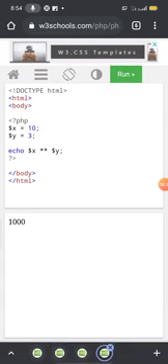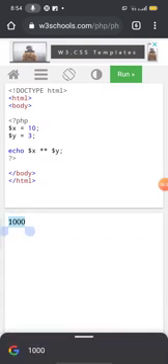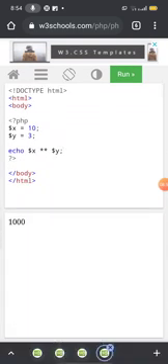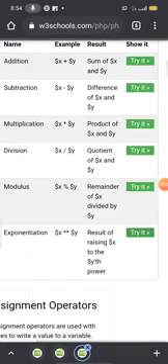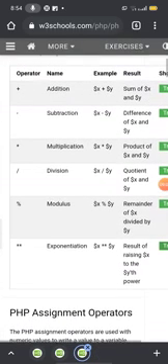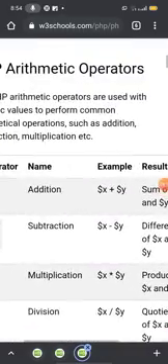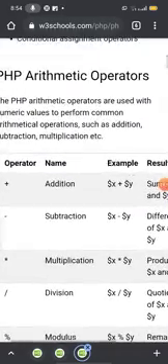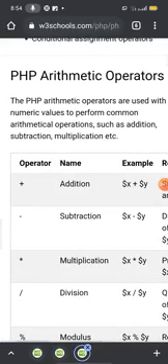Can you see over here? The answer is given over here, 1000. This is the exponentiation, an example of exponentiation. This was our arithmetic operators of PHP.